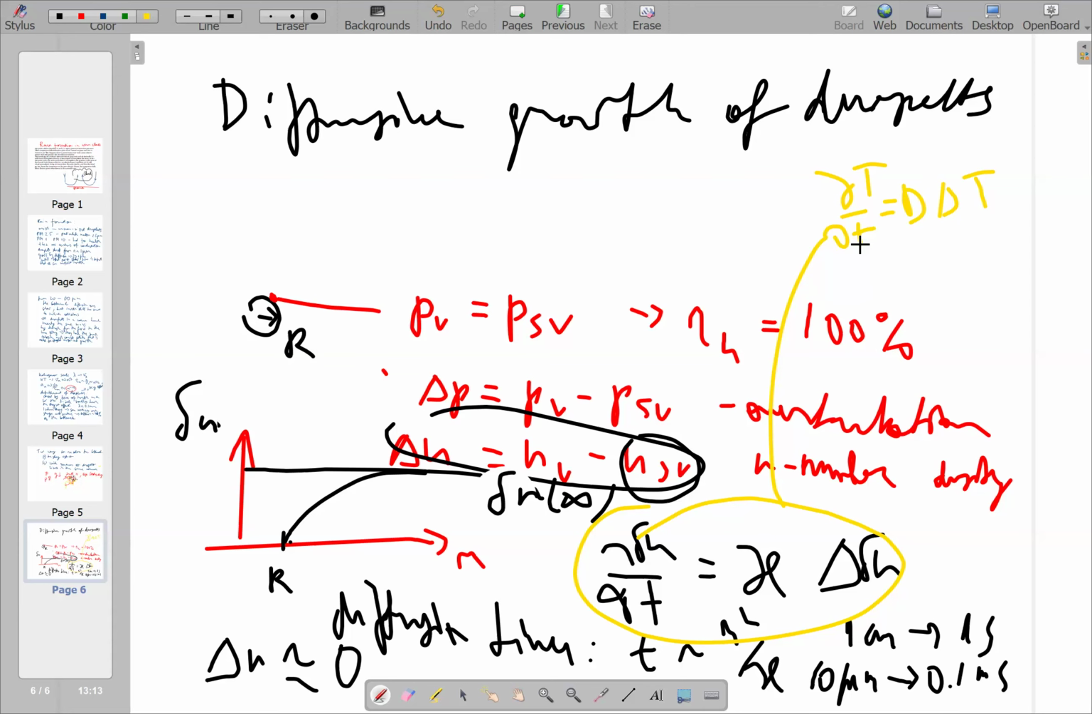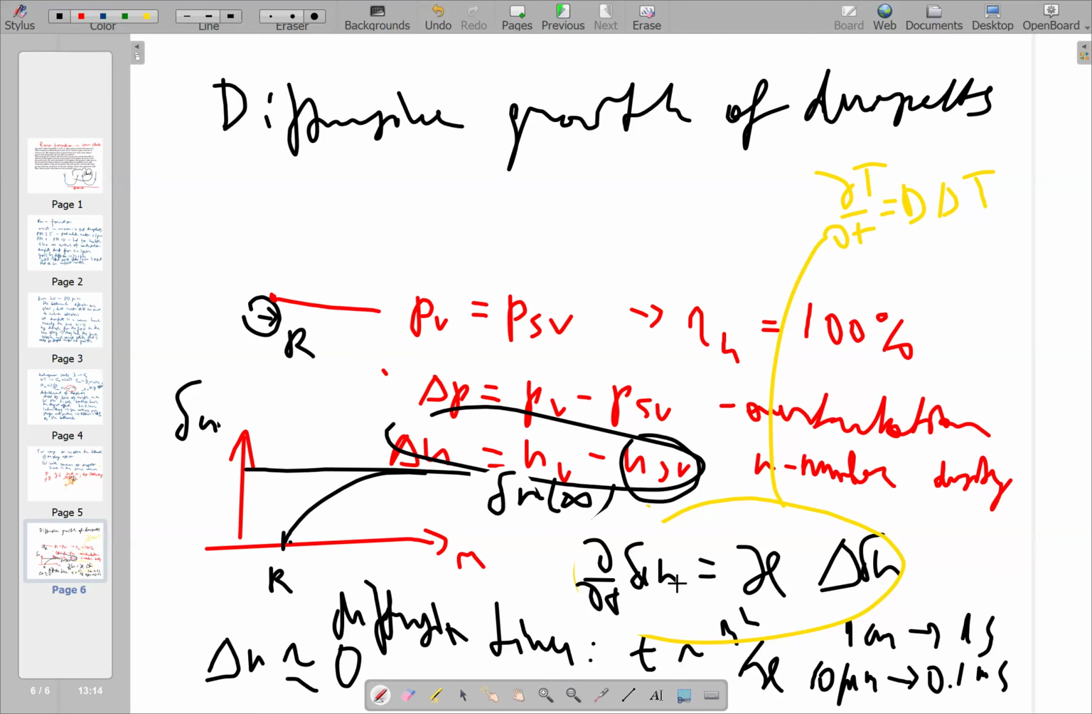Ah, yeah. This is the time derivative. Sorry about not writing it too well, but let me write it a little bit. It was supposed to be d over dt of delta n. Okay. And now the question is, what is the solution?